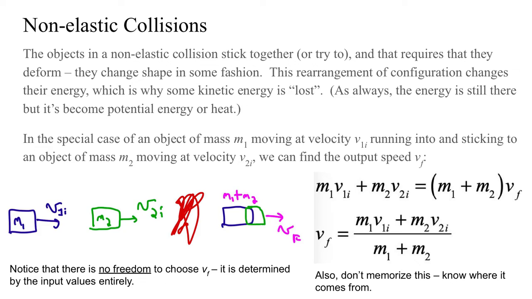Non-elastic collisions, particularly perfectly non-elastic collisions, are the easiest to deal with and the most common to come across, and are definitely the foundational thing for understanding all the others. The objects in non-elastic collisions stick together, or they try to, and that requires that they deform. They change shape in some fashion. This rearrangement of configuration changes their energy, which is why some energy is quote-unquote lost. As always, the energy is really still there, but it's become potential energy or heat or some such.